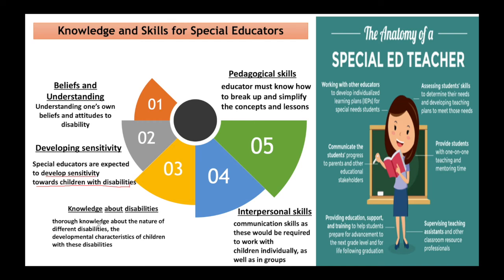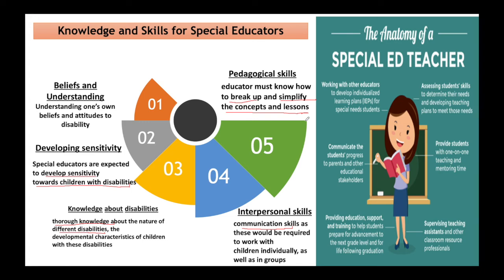Knowledge about disabilities. Special educators must have thorough knowledge about different kinds of disabilities. For example, a child with cerebral palsy may have some degree of intellectual impairment but is still capable of doing many things. Interpersonal skills. A special educator must acquire good communication skills to guide and counsel children as well as parents effectively. Pedagogical skills. The special educator should be able to teach a particular subject such as science, social science, or maths. The educator must know how to break up and simplify the concepts and lessons.